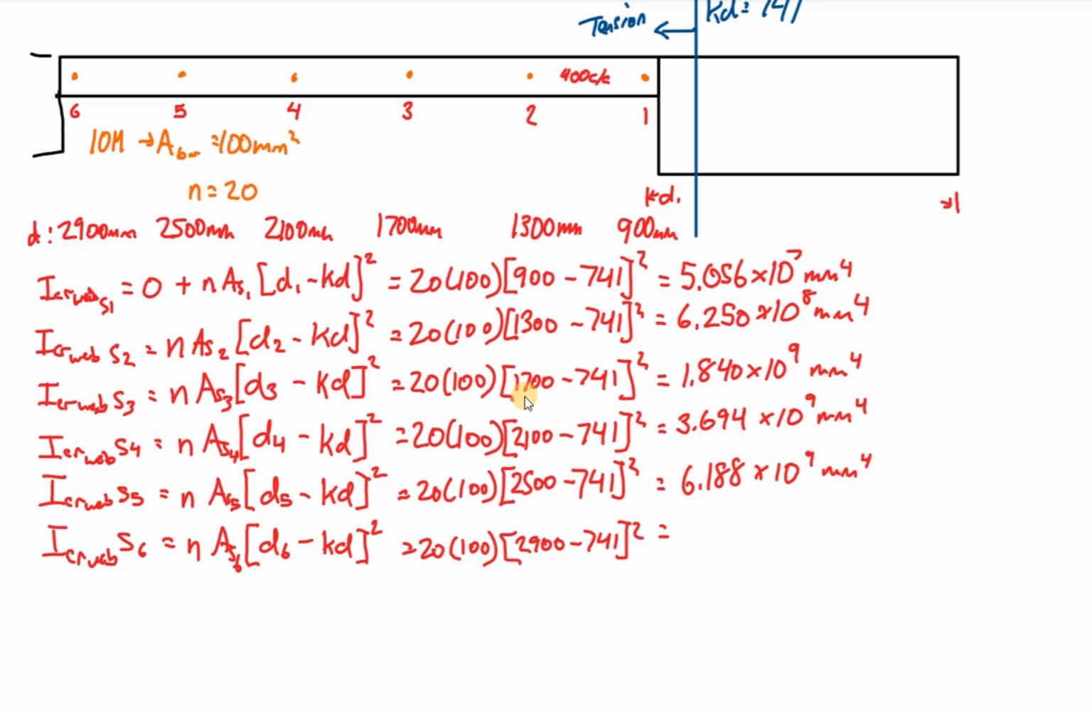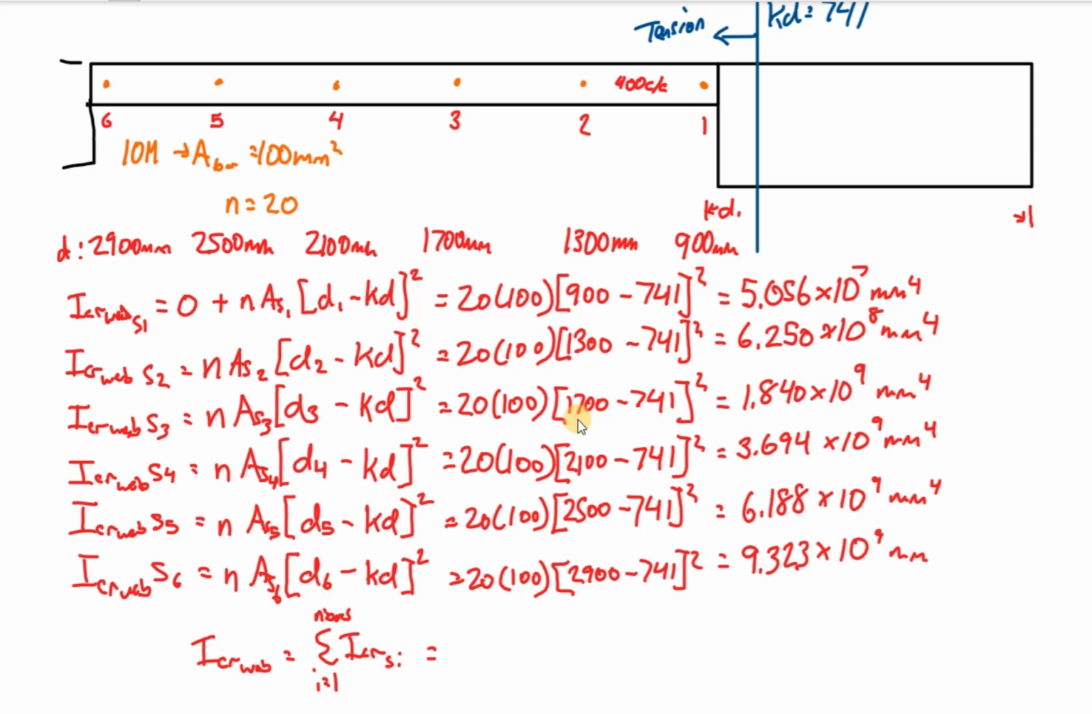And then last but not least, we're going to put in 2900. This will be our largest value, the bar that's furthest away, 9.323, and that's also times 10 to the 9. So now, since our I cracked of the web is equal to the sum of these terms for each of the bars in the web, from i equals 1 to the number of bars that we have, we can go ahead and add these up, and I'm going to do that right now.